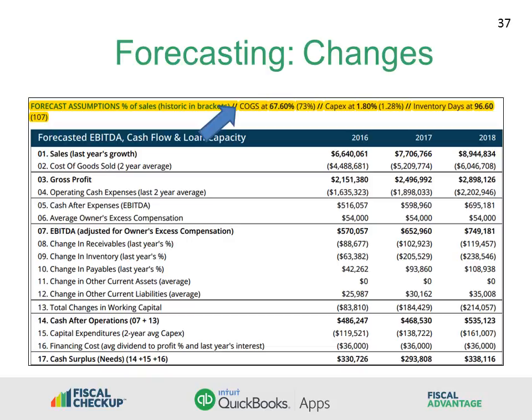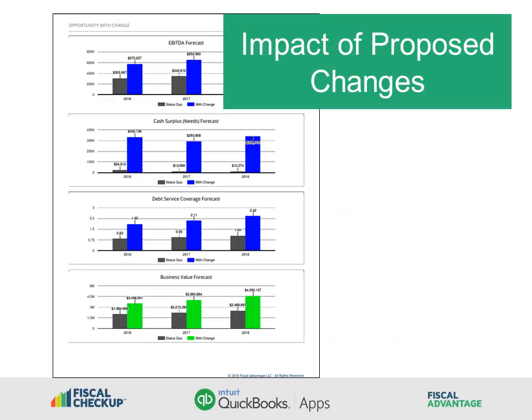These changes are reflected in all of the appropriate lines in the table below, including the final line of business value, so a company can quickly assess the impact of proposed changes. Fiscal Checkup provides this forecasting tool so businesses can test scenarios to determine the impact of proposed changes and to ensure that the planned changes will in fact fix the problems that have been identified.